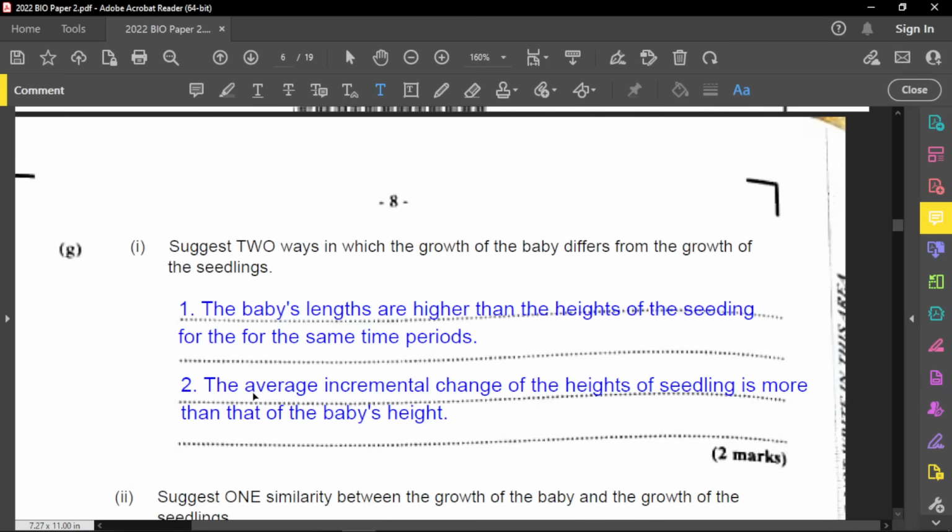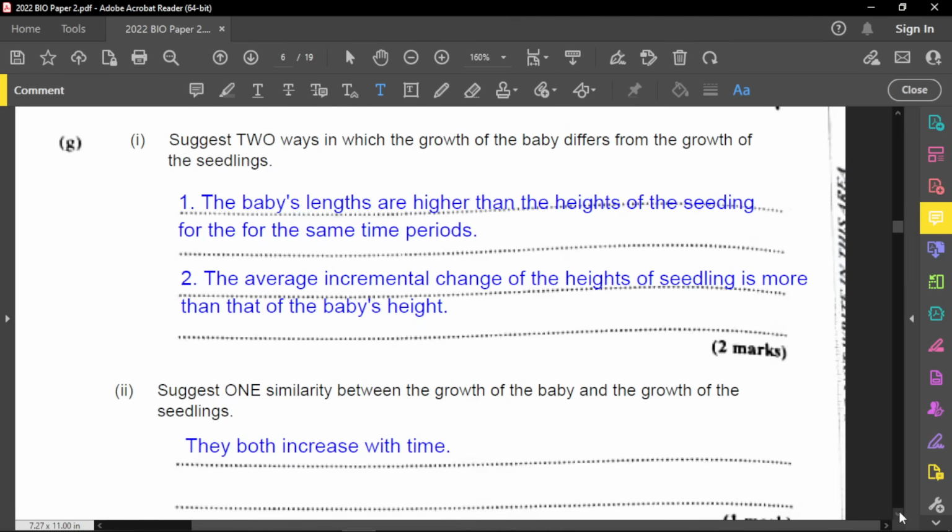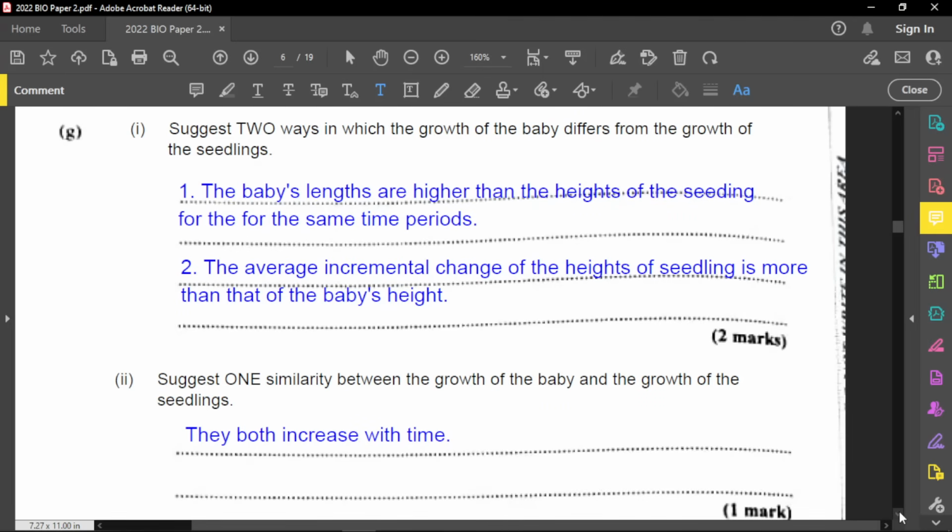All right, and so the second point is that the average incremental change of the height of seedling is more than that of the baby. So even though it was lower, the incremental change, which means from one point to the next, always has a higher average increase. All right. So in other words, what this shows is that seedlings will grow faster compared to the human baby. However, just because you're bigger doesn't mean that you're growing faster. All right. So the seedling will have a faster growth rate for the same time period.